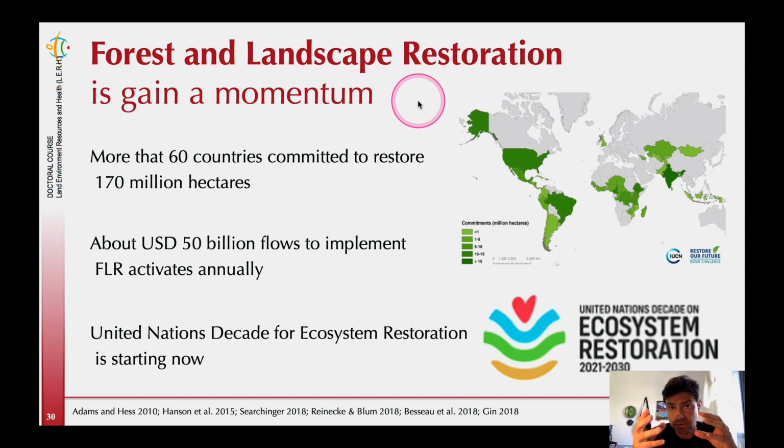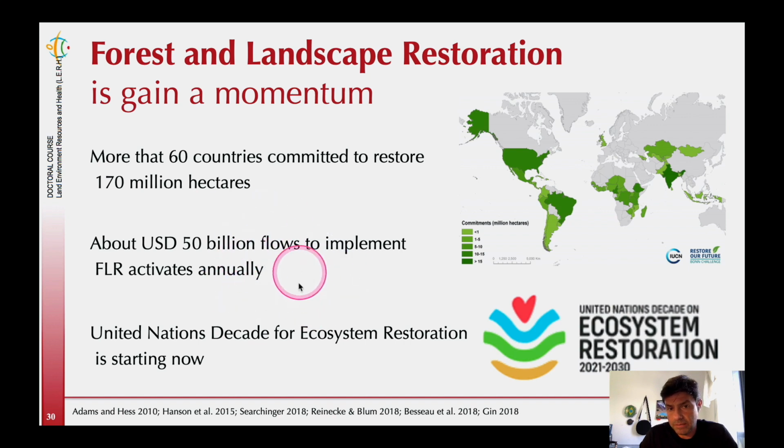So, to be able to articulate well-being with the improvement of the landscape, the forest landscape as a whole. Forest landscape restoration is present in many agendas. There's the Bonn Challenge, launched in 2011, which mobilized more than 60 countries to commit to restoring 170 million hectares. So those countries are already committed to implementing their forest landscape restoration agenda.